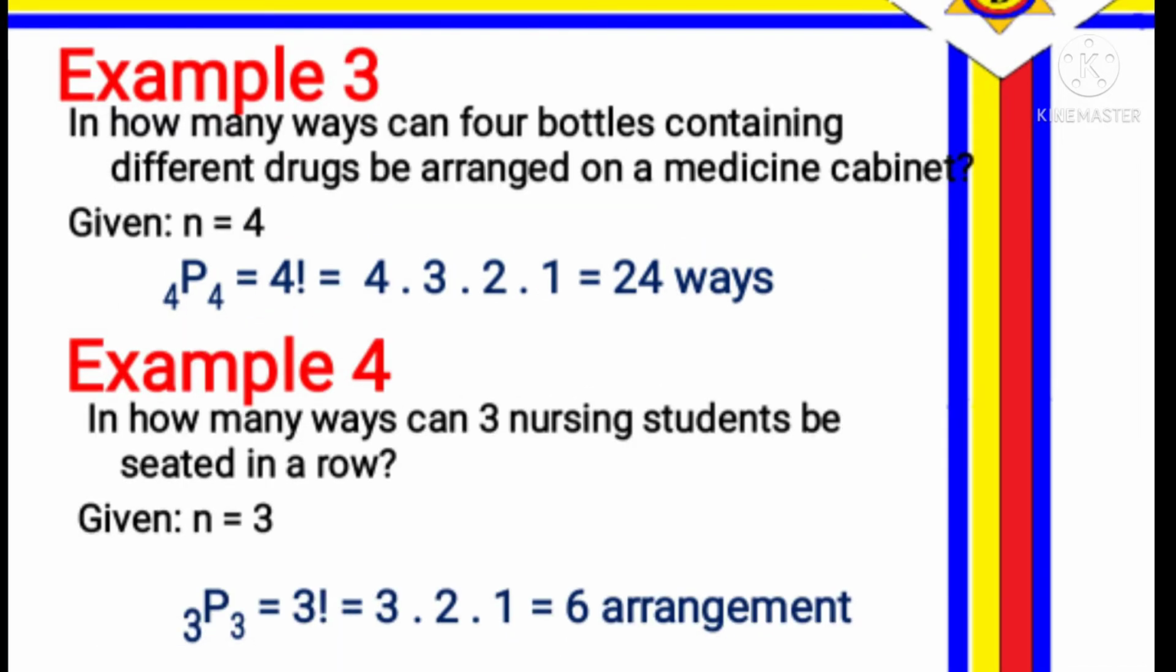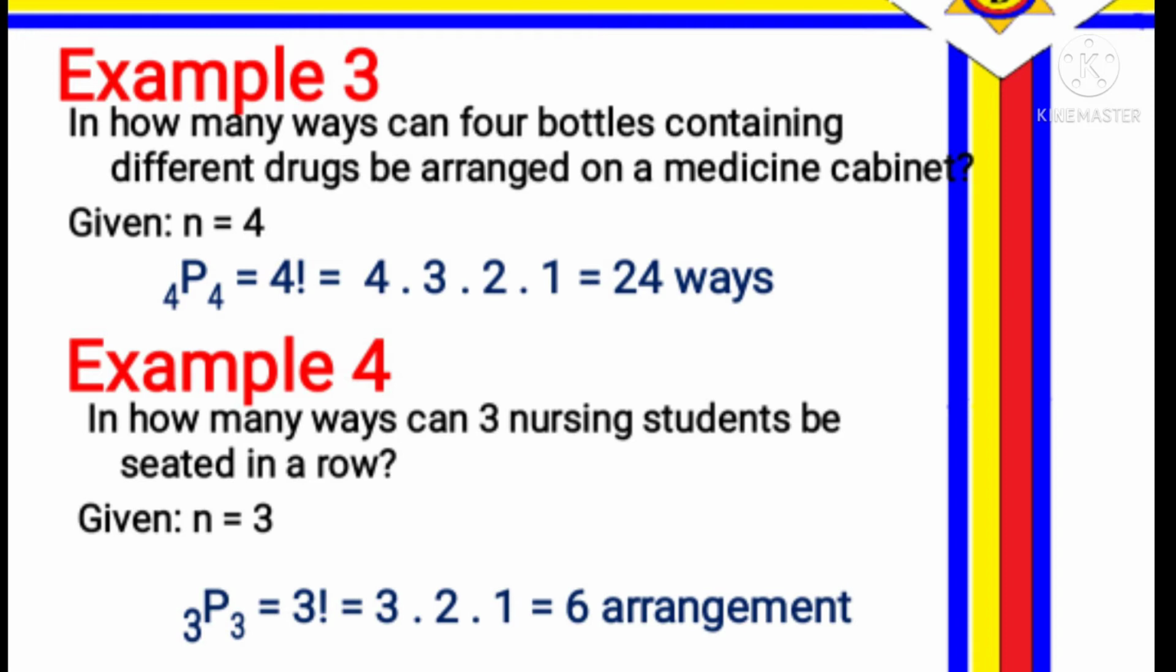Example number 3. In how many ways can 4 bottles containing different drugs be arranged on a medicine cabinet, given n is equal to 4? So we have 4P4, which is 4 factorial. So we have 4 times 3 times 2 times 1. So we got 24 ways. So that is for the different drugs.